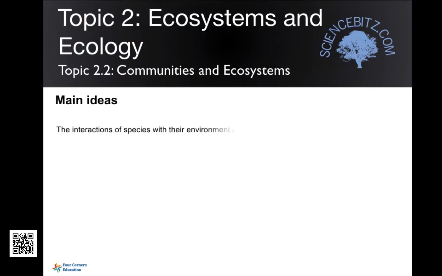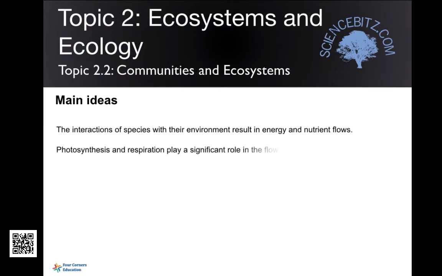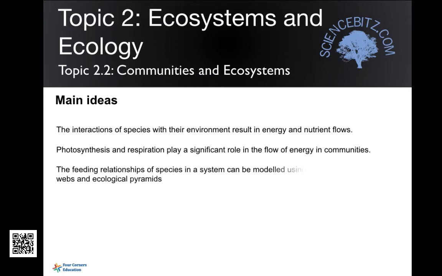So, the main ideas. Species interact with their environment, and this results in energy and nutrient flow. Photosynthesis and respiration play a significant role in the flow of energy in communities, and the feeding relationships of species in a system can be modelled using food chains, food webs and ecological pyramids.